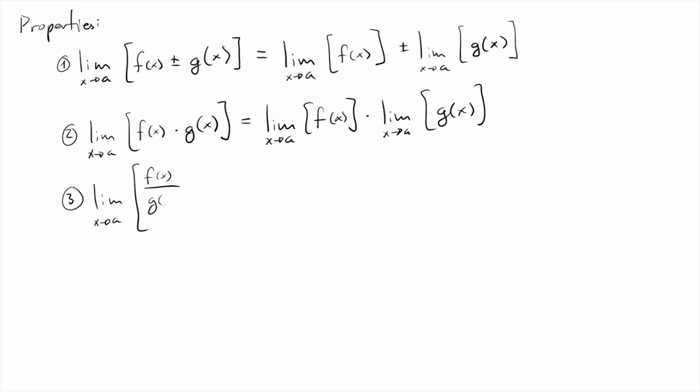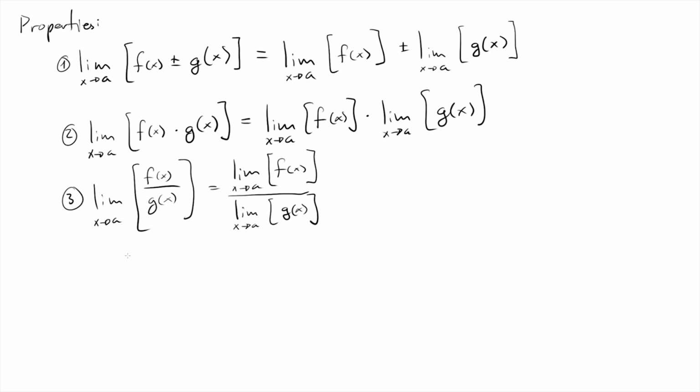Okay, and then similarly, the limit as x approaches a of some function f of x divided by some function g of x, as you can imagine, this is equal to the limit as x approaches a of f of x divided by the limit as x approaches a of g of x.